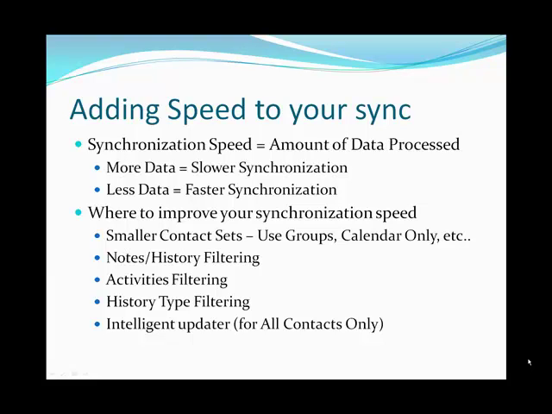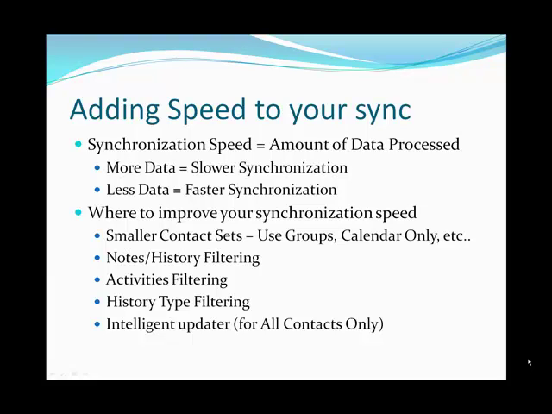123 Synchronizer provides a set of settings that will help you speed up the synchronization. One of them is using groups or calendar, creating smaller contact sets to synchronize. Another one is the notes and history filtering. You can filter them by date and by type. Another is activities filtering. You don't want to synchronize all the activities, like 10 years of data. You just want to focus on the last 6 months.